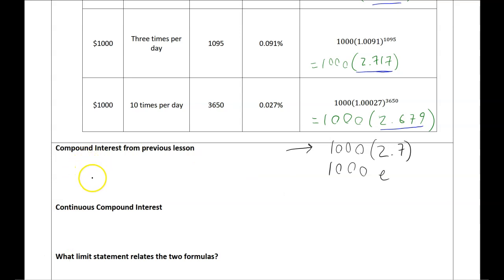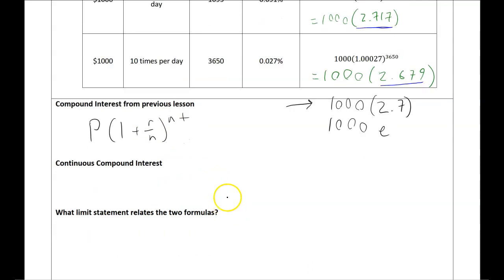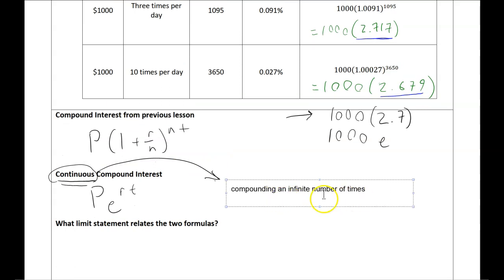So our previous formula was we had our principal times (1 + r/n)^(nt), right? And our new formula, often we say PERT, but it's P times e^(rt). And the key word here is continuous compounding. That means we compound an infinite number of times, right? We keep compounding. So it's not daily or weekly anymore. It's like every single moment we are compounding.